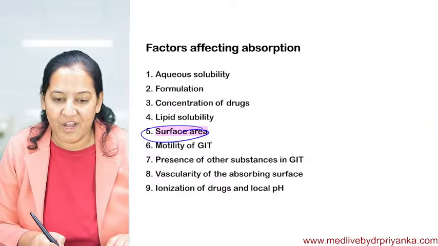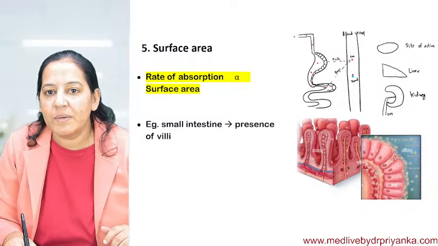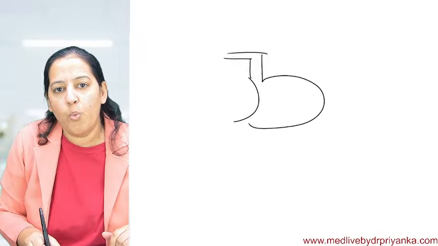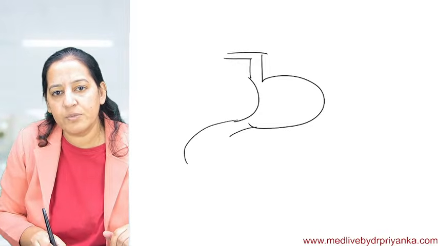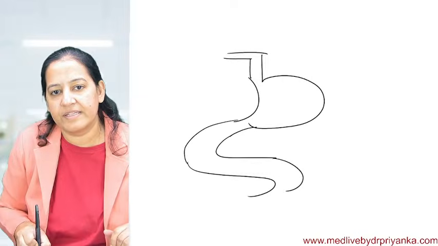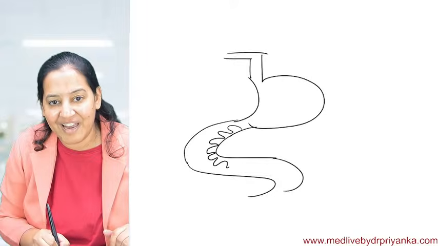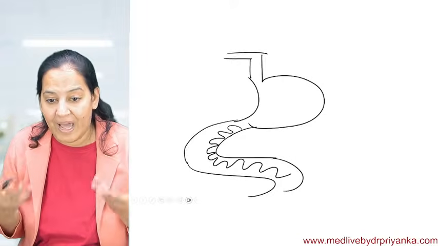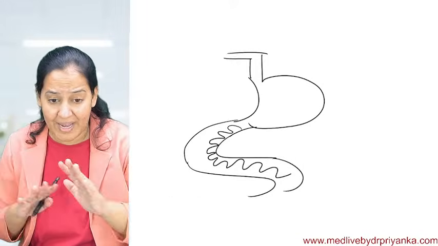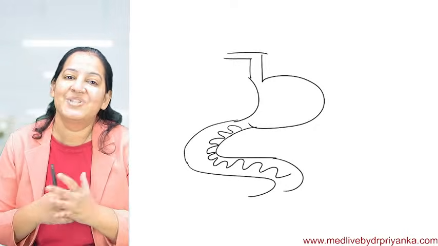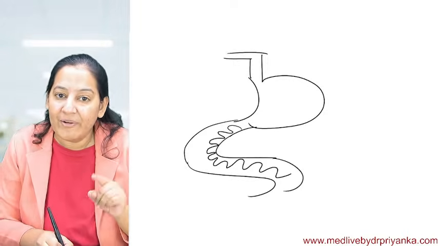The next is surface area of absorption. What is the surface area? Have you ever thought about it? Why has God given us villi? You know what villi are? This is the intestine, let me draw it. In the intestine, the lining is like this. It is known as villi. On the villi, we have microvilli. God is not doing anything without a purpose. Everything has a purpose; it's only that we don't understand it. So why has God given us villi? To increase the surface area.